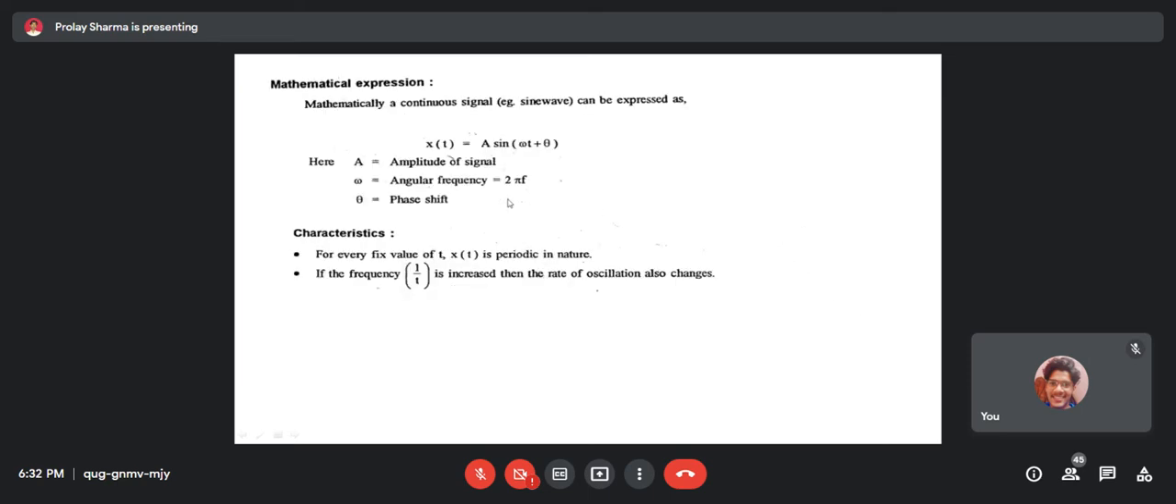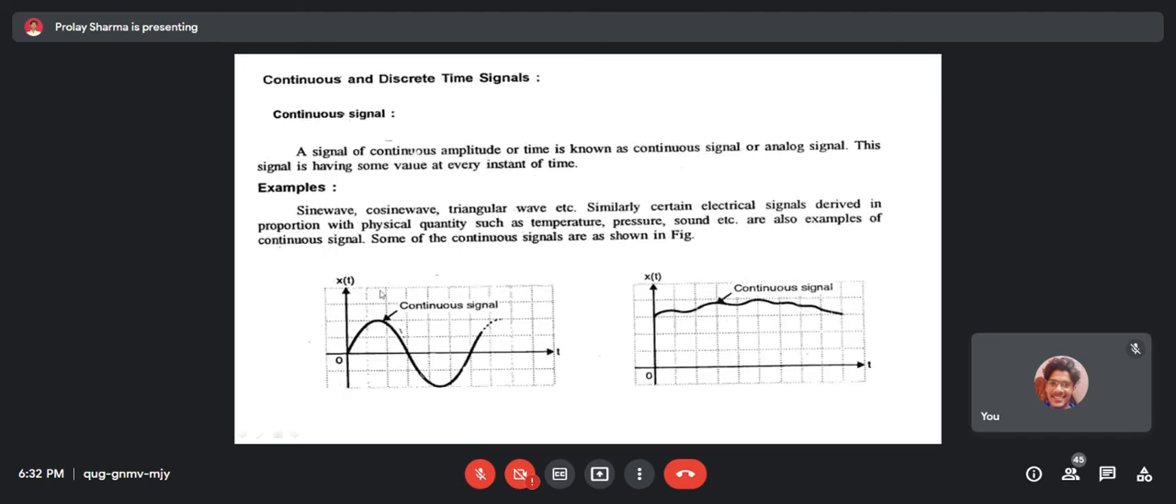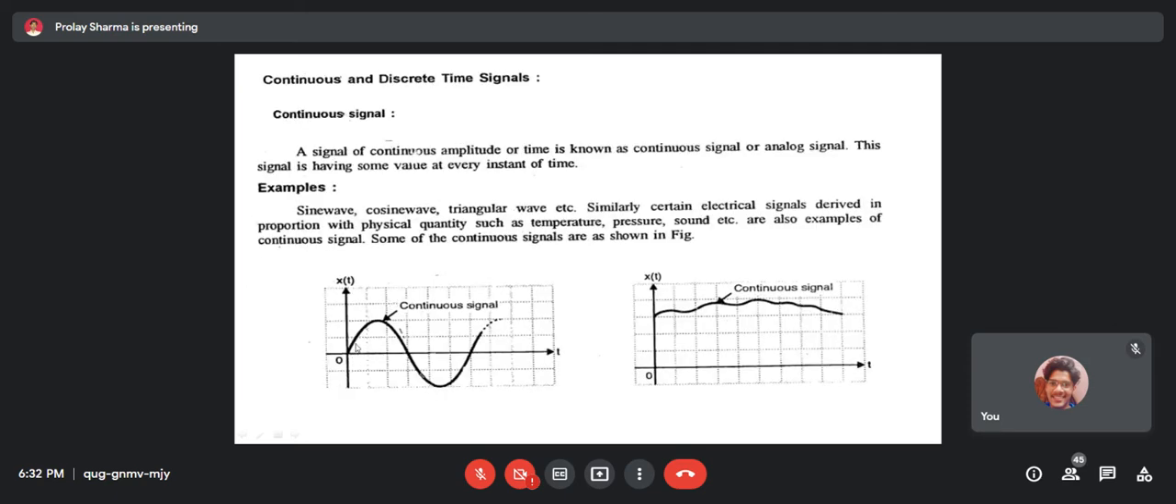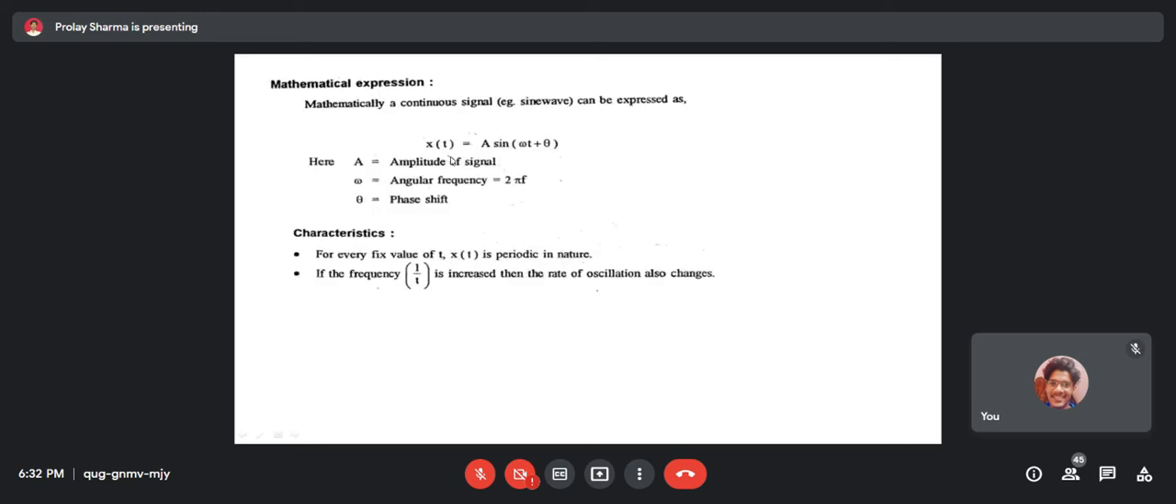Mathematical expression: if we consider this sinusoidal signal, then mathematically we can express x(t) = A sin(omega t + phi). Here, x(t) has t in brackets because x is changing with respect to t. t is the independent variable, and x(t) is changing. On the right-hand side, A is called the amplitude of the signal.